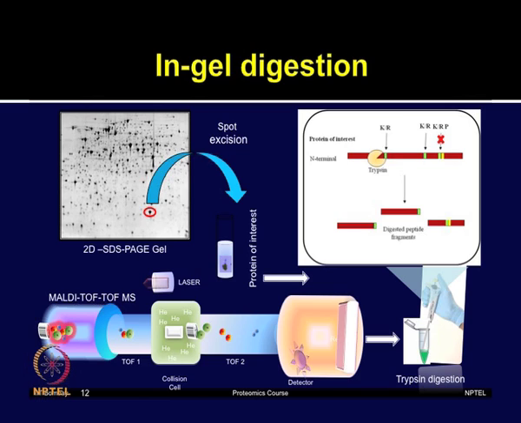So, there are multiple steps involved, and how good your in-gel digestion is going to ensure the success of the spectrum generated from the mass spec. Now, although this overview shows you the process starting with the 2D gel, the same can also be applied for even the gel free proteomic techniques.